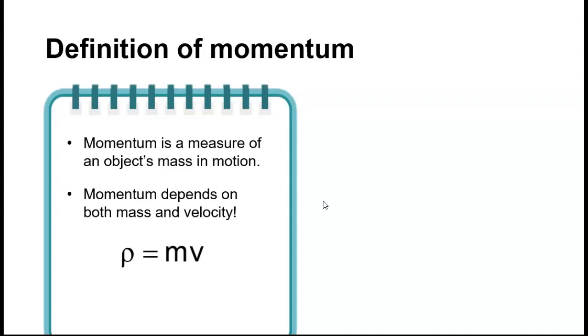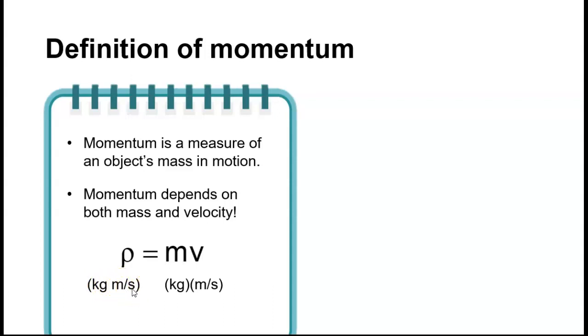So let's look at the variable for momentum. It kind of looks like a P. But it's really not a P. It's the Greek letter rho. So rho equals mass times velocity. Let's look at the units. Mass is in kilograms, velocity is in meters per second. So that means momentum, the units of momentum, are kilogram meters per second.